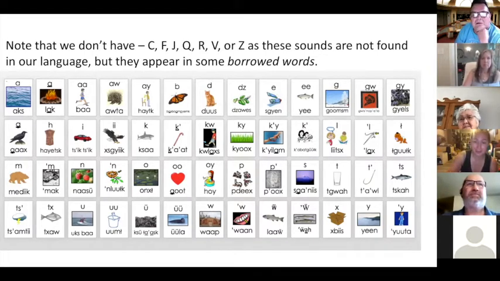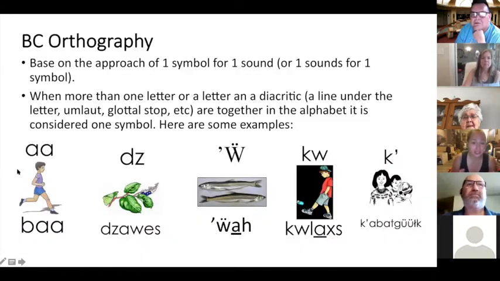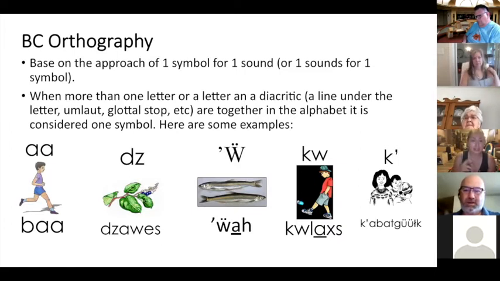That's crucial to note because this orthography is one symbol for one sound, and also one sound for one symbol, so the same thing said another way. It doesn't mean that it's just one letter. When you look at these examples, there are multiple letters, but in Sm'algya they're considered one sound. So this is considered one symbol.